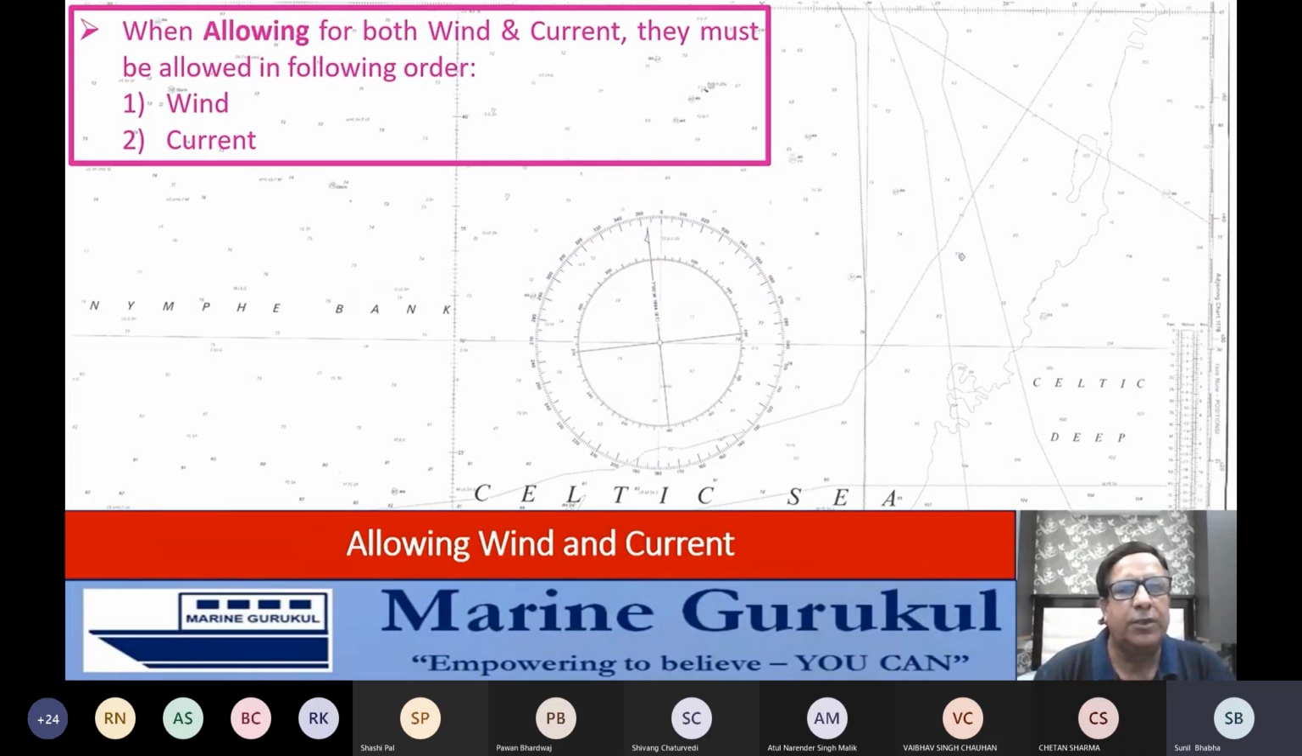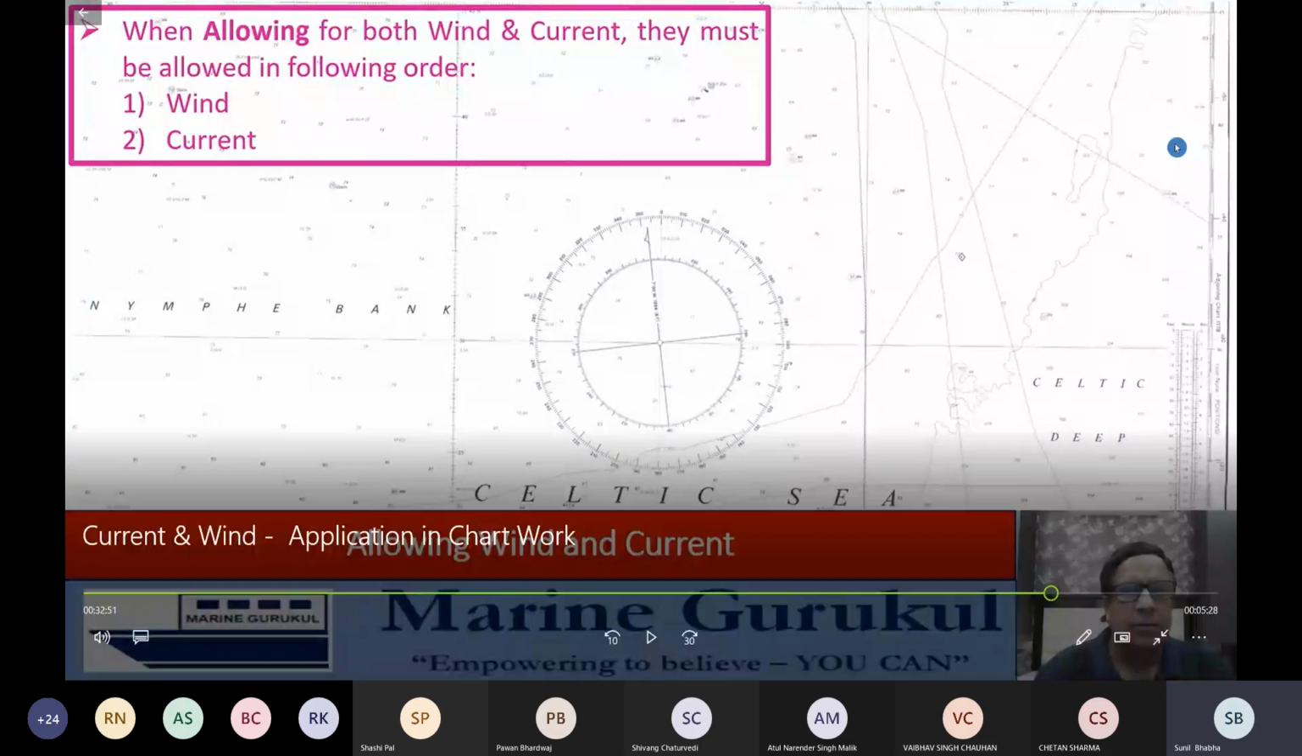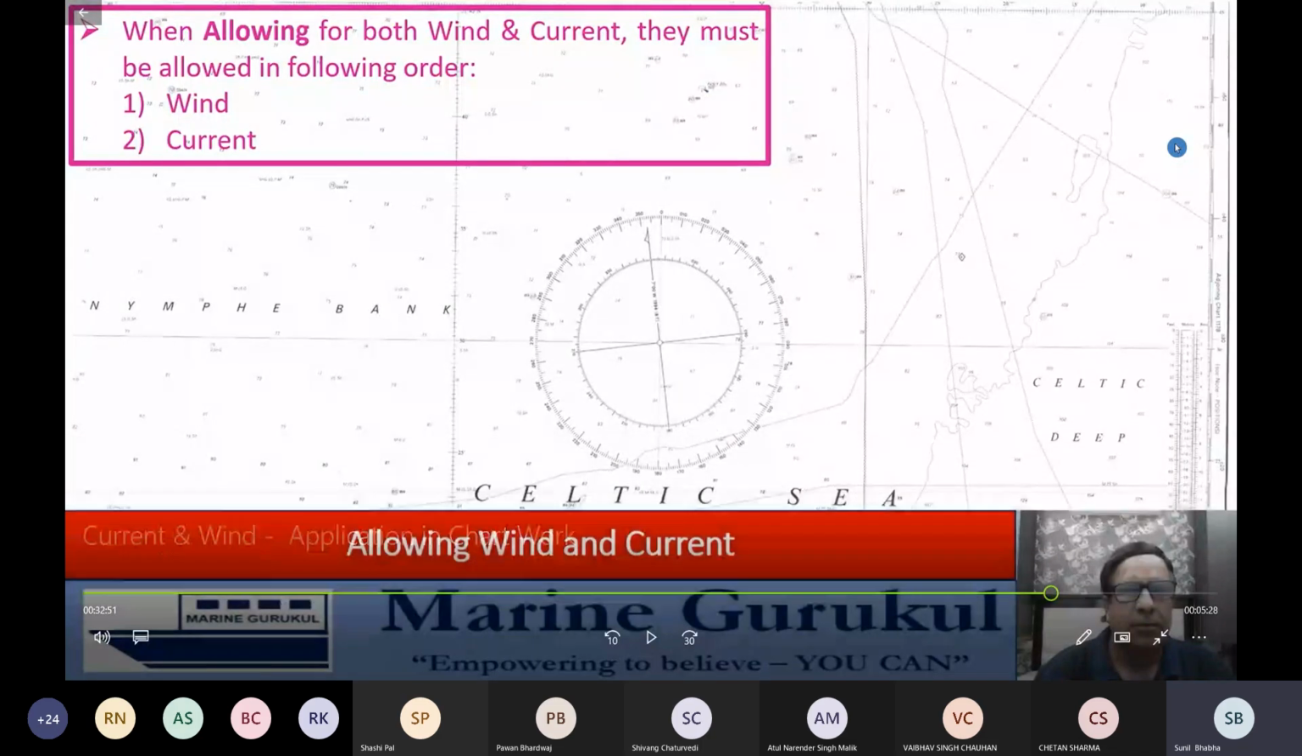Now, if we have a situation in which we have to factor in both wind and current. Okay, now we are going to discuss that. We have seen allowing for and counteracting the current, and we have seen allowing for and counteracting the wind. So we have seen both of them separately. Now we will see that if in a particular question both of them are given to us, how do we apply them? Can they be applied in any way we like, or is any specific order to be followed? So this is what we are going to see now.